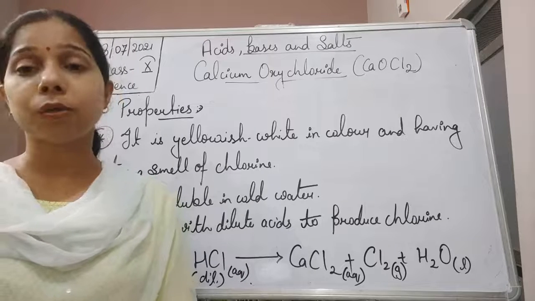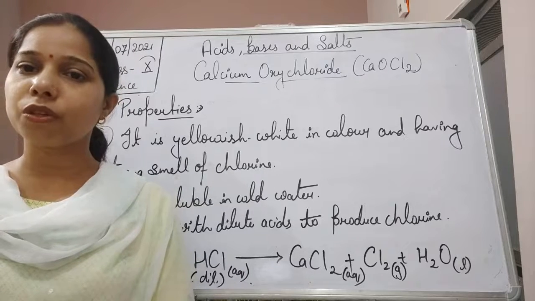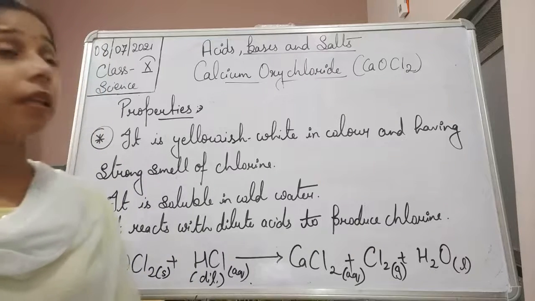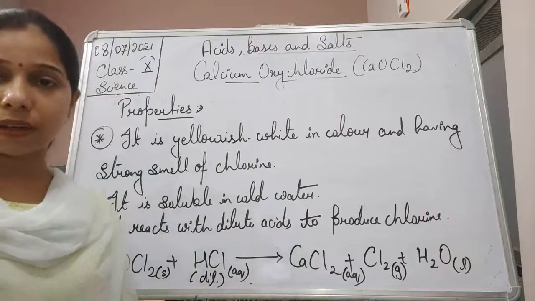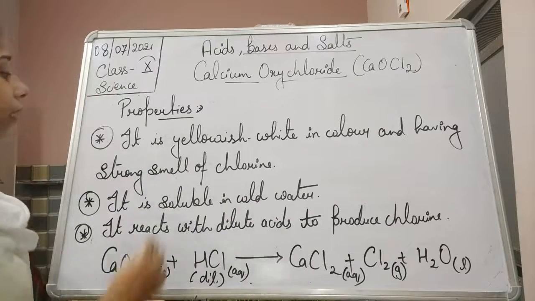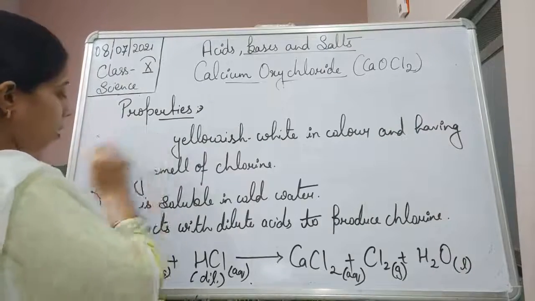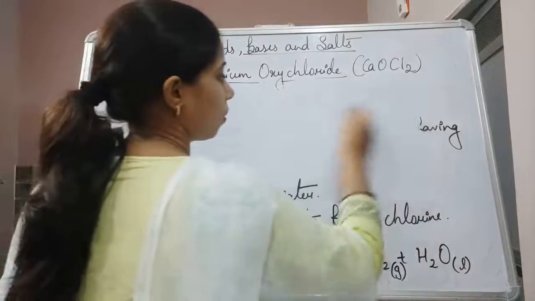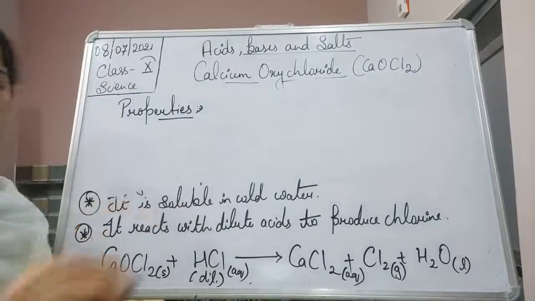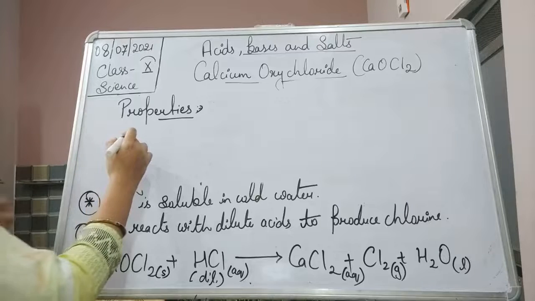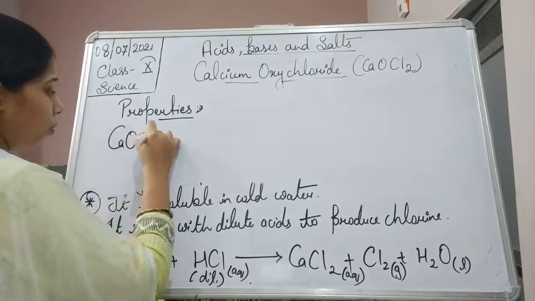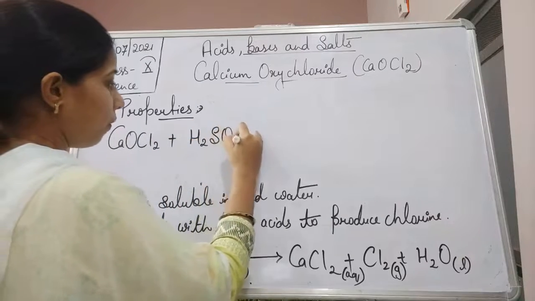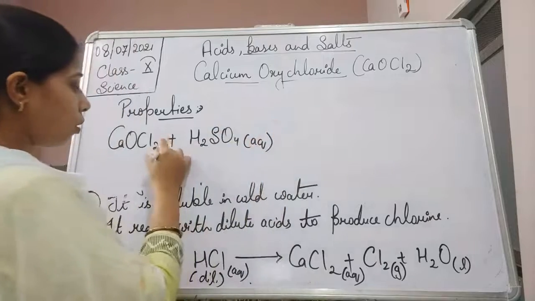Let us see what about the other acid, the same thing it will show with the other acids also. Absolutely, students, right now we have taken the example of dilute hydrochloric acid. So what happens when it reacts with dilute sulfuric acid? So, when this calcium oxychloride CaOCl2 reacts with H2SO4, which is in aqueous form, this is the solid form.